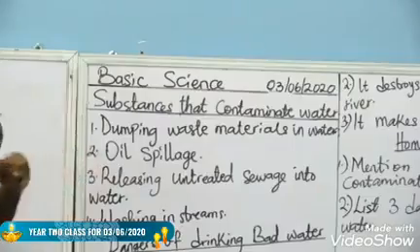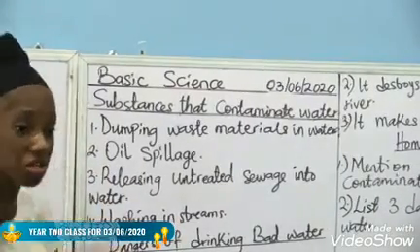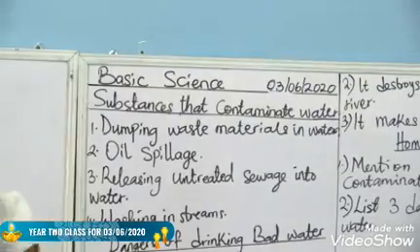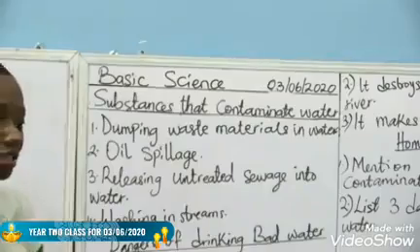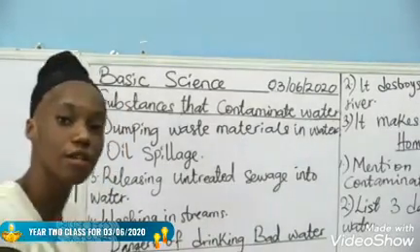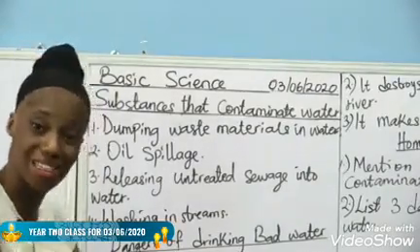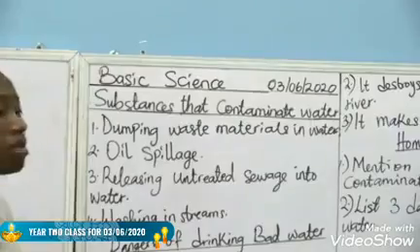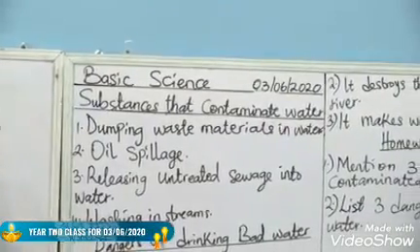We have oil spillage. Oil spillage is gotten from maybe industries. There are industries that have pipes connected to water, could be streams and the rest of them, and their oil spills into the water. It will kill the living things inside the water, like our fish, crayfish. There are other things inside water that live, and they will be unable to breathe, so they will die.